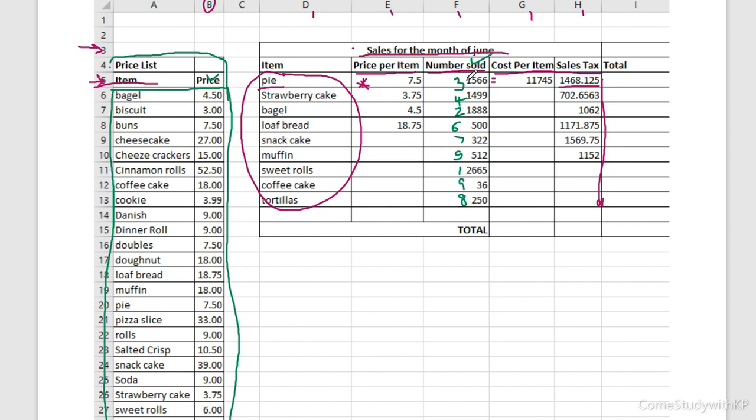So let's double check to make sure we sorted correctly. We're going in descending order, largest to smallest. So the largest number is 2665, then 1,888, 1,566, 1,499, 5th goes 512, 6th 500, 7th 322, 8th 250, and 936.